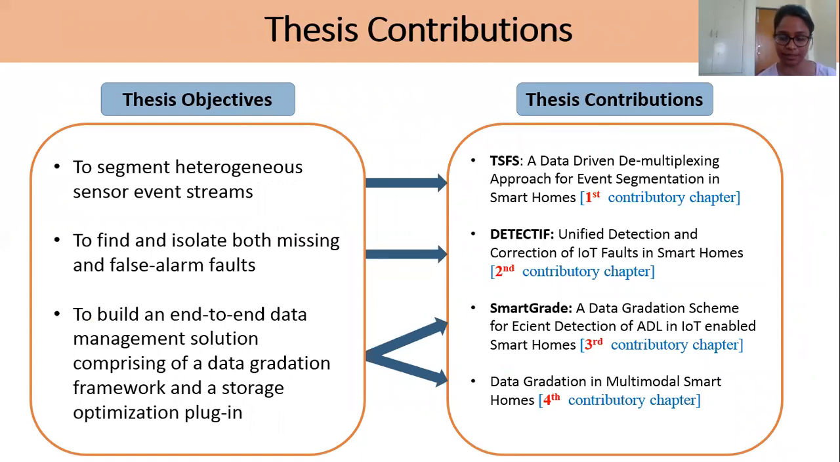The first objective, segmenting the sensor stream, is the first chapter, TSFS. The second objective, to find and isolate errors in a sensor stream, is the second chapter, DETECTIF. And the third problem, data management in smart homes, is divided into two chapters. The first chapter, SmartGrade, talks about smart home sensor data, where smart home sensors are like motion sensors and context sensors that are deployed and give binary, event-based or value-based values.